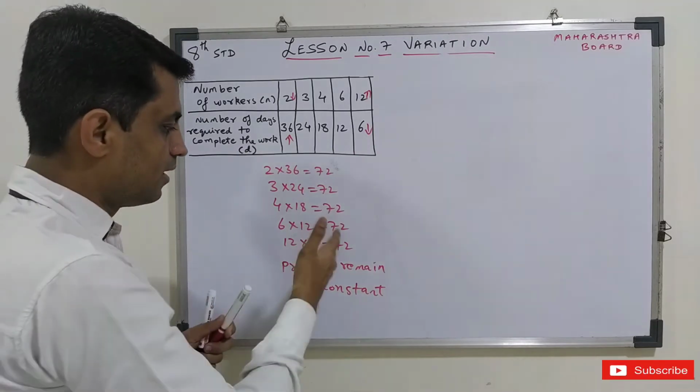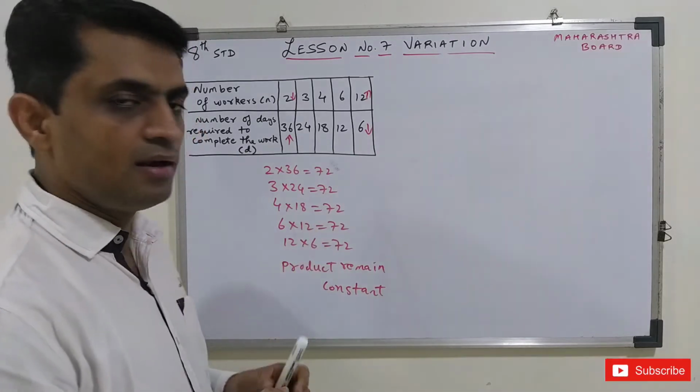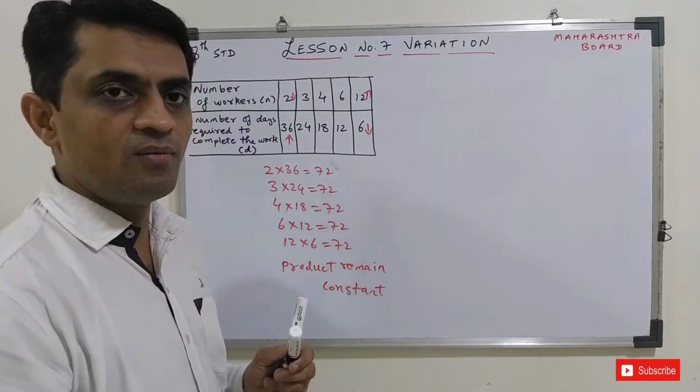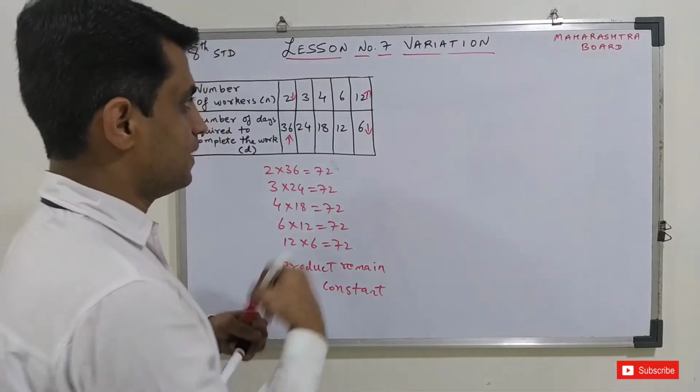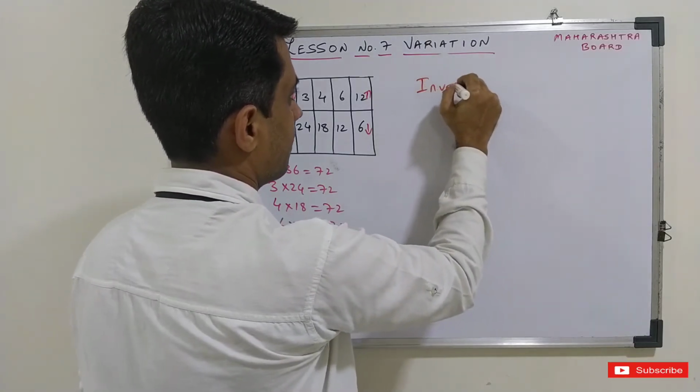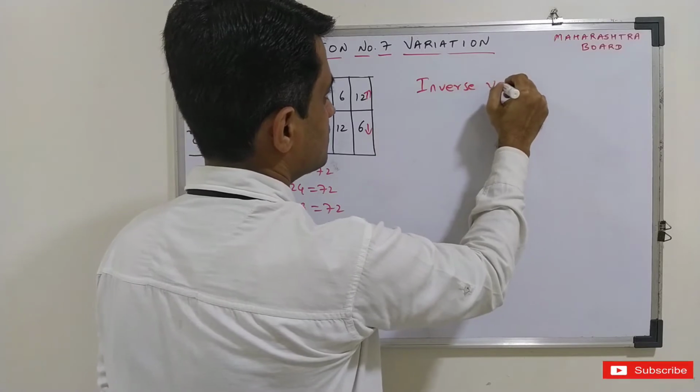So that's why we say the product remains constant. This type of variation is called inverse variation. What is it called? Inverse variation. I write here: inverse variation.